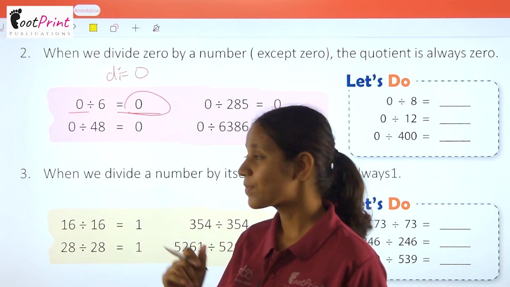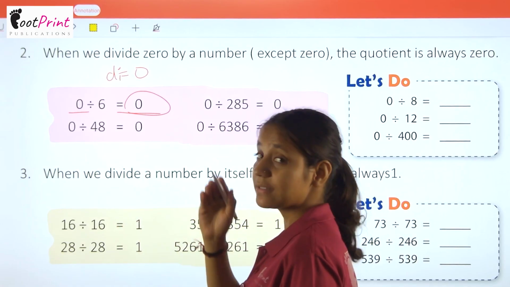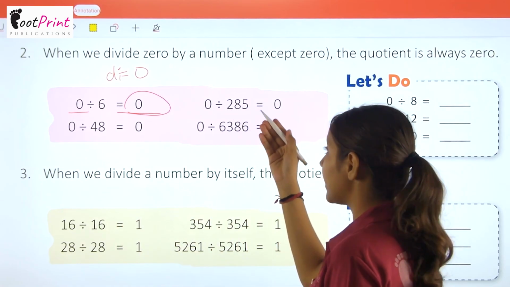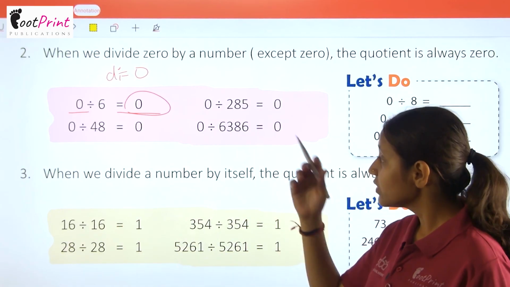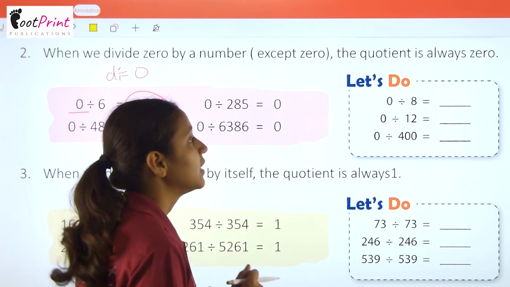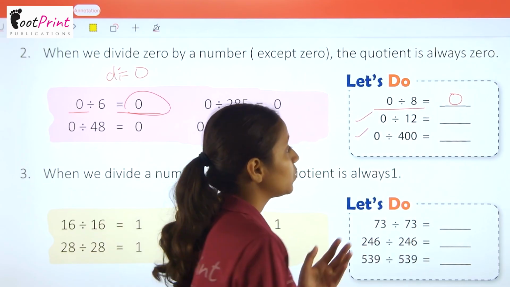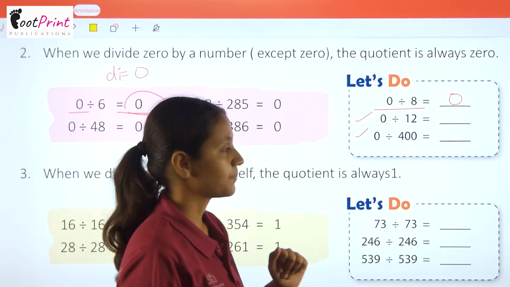Okay, 0 divided by 6 is 0, 0 divided by 48 is 0, 0 divided by 285 is 0, 0 divided by 6386 is 0, 0 divided by 8 is 0. Similarly, you have to answer these.